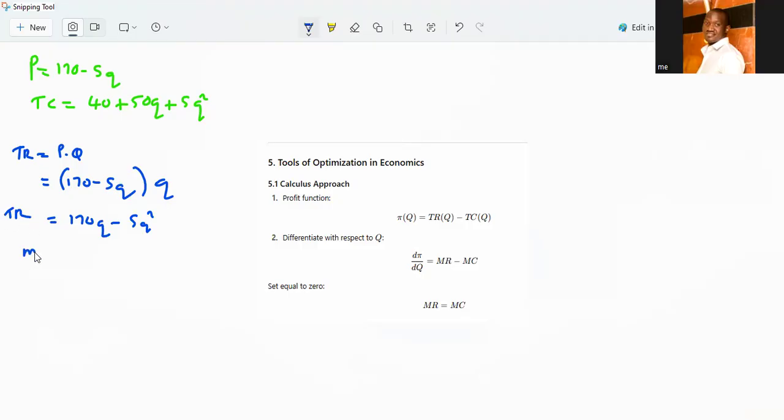That becomes our marginal revenue. We differentiate 170Q, a number with one letter at the end, just that number. 170Q is 170. 5Q squared is 10Q.